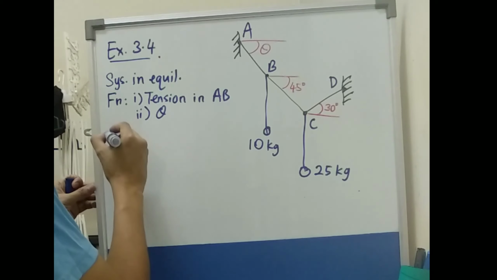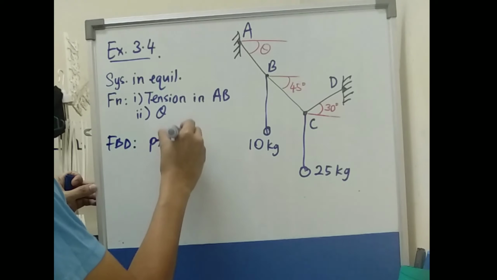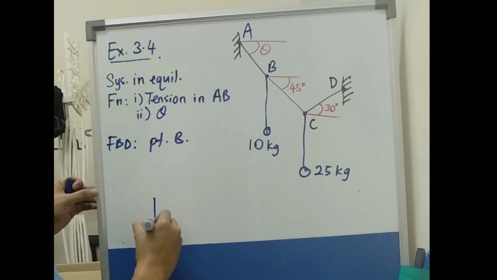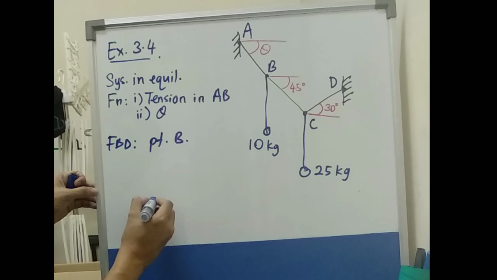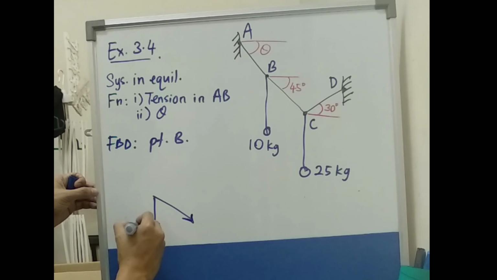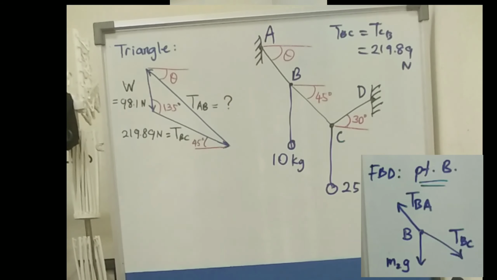Okay, at point B, FBD. At point B, you have your 10 kg going downward. Then you have your TBC, so this is TBC. Okay, once you are done with your FBD, we can continue by drawing your triangle using the T forces.